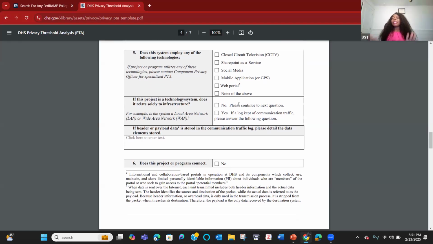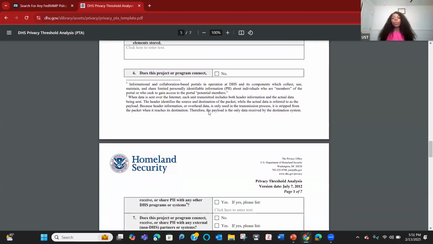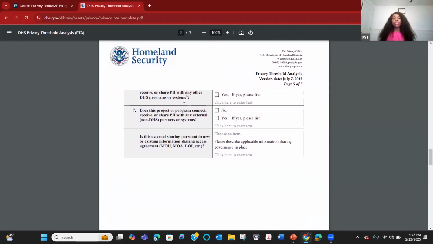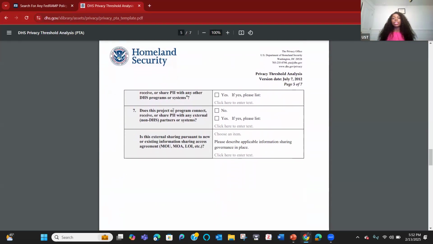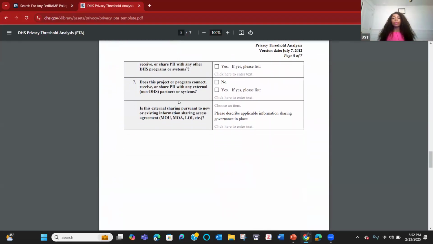And this is something, again, as I said, this is per DHS. A lot of companies have their customized version, something that fits your organization's needs, okay? If this project is a technology system, does it relate solely to infrastructure? If yes, you put it. So once they answer all of these questions, does this program connect, receive, or share PII with any other DHS program or system? You have to fill all of those.